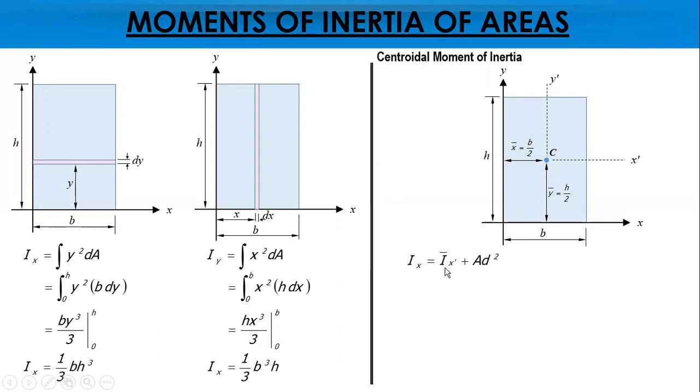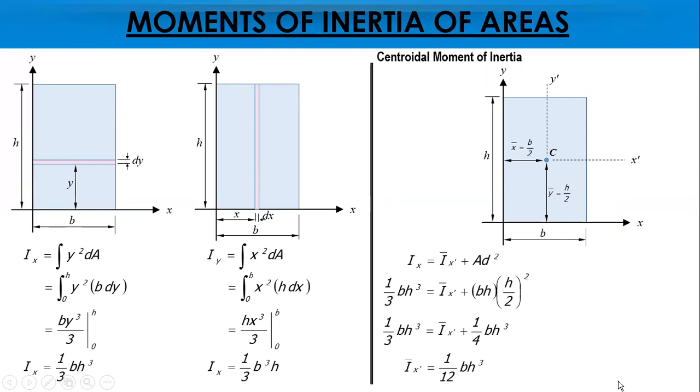The unknown is the centroidal moment of inertia. Area is simply bh. Again, d is the distance between the centroidal axis and the arbitrary axis. In this case, our d is y bar, h/2. So if we substitute, this is the result: 1/3 bh cubed equals I bar plus area times d squared. Then simplify, and then transpose. The result is 1/3 minus 1/4.